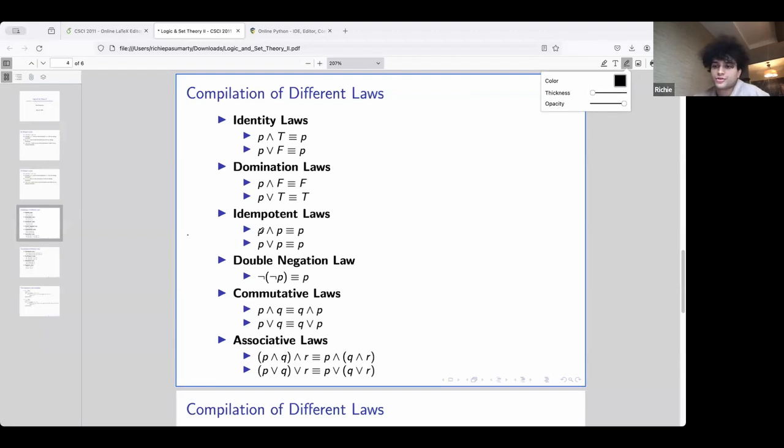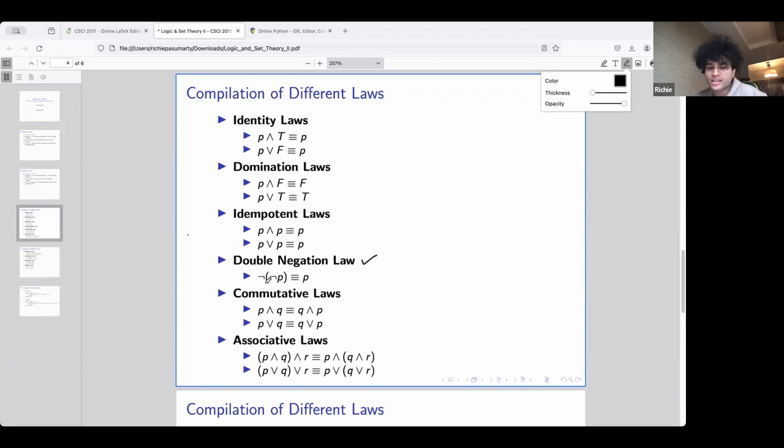Now we're going to see a few different types of very important laws. So first we have the identity laws, we have the domination laws, the idempotent laws, the double negation law, the commutative law, the associative law. We have some more laws on the next page, but let's just talk about a few important ones. So these ones up here are kind of self-explanatory in a sense, but I would like to focus on this law right here, the double negation law.